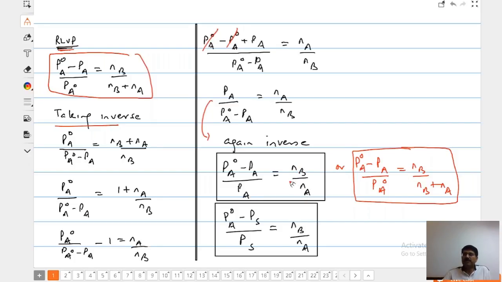Here you should not worry about whether you want to neglect it or not. Sometimes they write like this, A for solution. That is the same thing, both are the same thing. But please, now you cannot call it RLVP. This is not RLVP. RLVP is this only: PA naught minus PA by PA naught. And for your school theory exam, please do not use this relation. For school test, use only this. So there should not be any confusion.